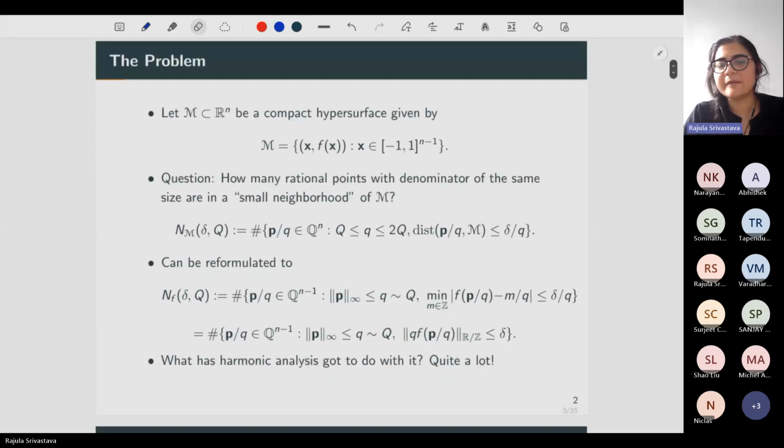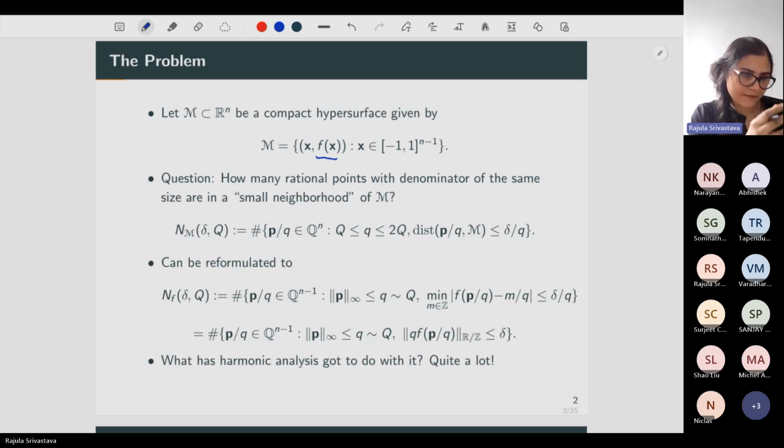I'm in R^n, where n is my dimension. I have a hypersurface there, a compact one, and suppose it has a nice parametrization. It is parameterized, at least locally, by a smooth function f, a function from R^(n-1) to R. Just to make everything simple, since it's compact, suppose it's parameterized over the (n-1)-dimensional cube, or you can take your favorite compact domain. So the question we want to understand today is this.